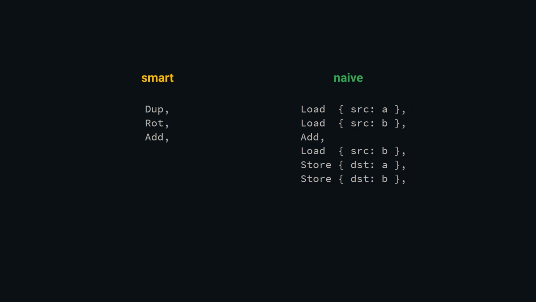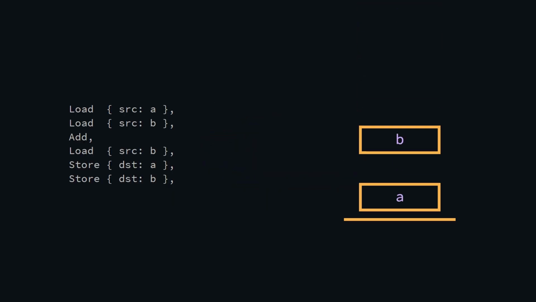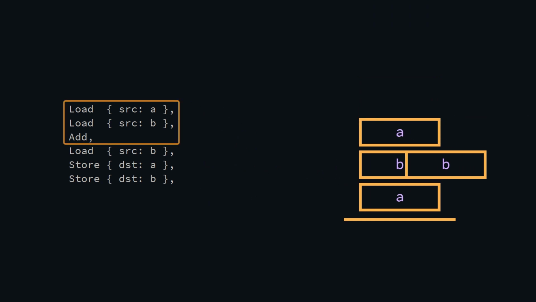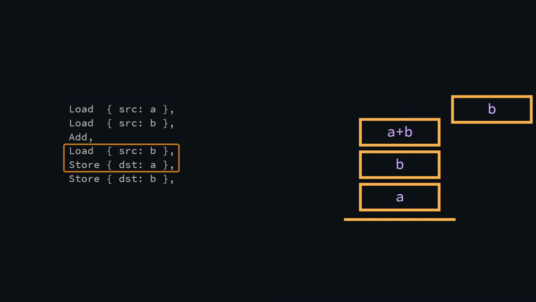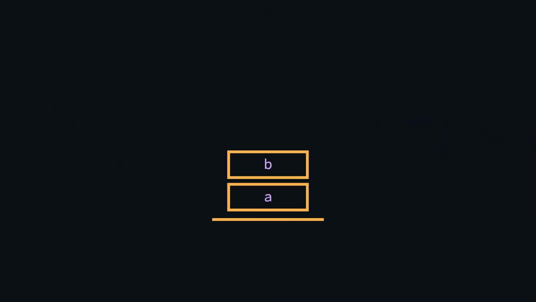Before we investigate that though, I should probably explain how these implementations even work. We have two variables, A and B, and in each iteration, A becomes B and B becomes A plus B. In the naive version, we first compute B's new value, then copy B into A, and finally store the sum in B. For the optimized version, we take advantage of the fact that A and B are at the top of the stack.